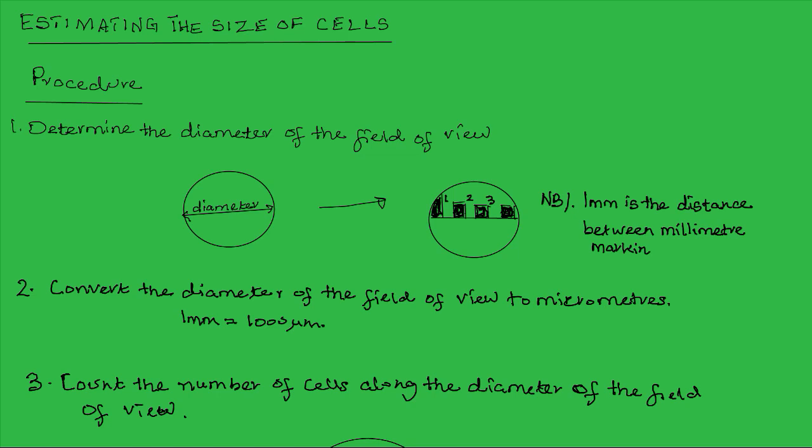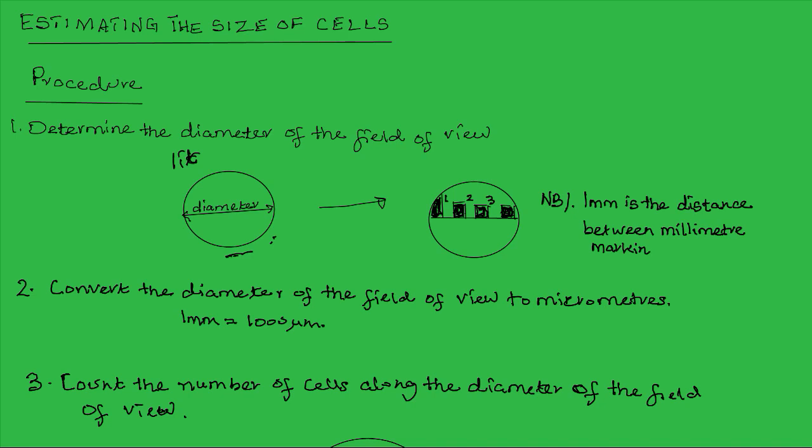So in the procedure, the first thing that is to be done is to determine the diameter of the field of view. Now the field of view is that lit area, the circular area that you see when you look through the microscope.